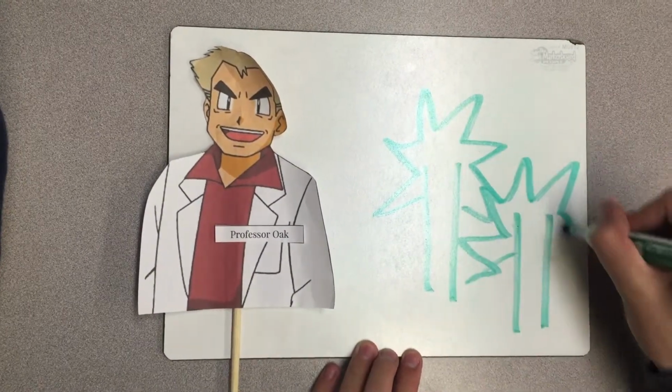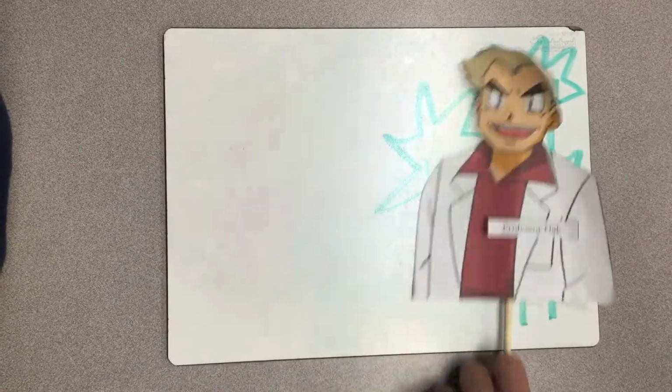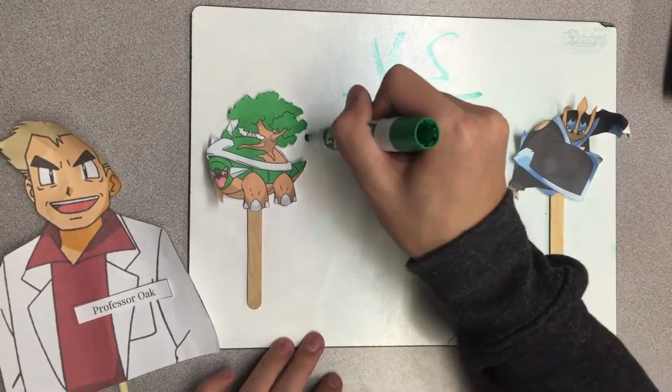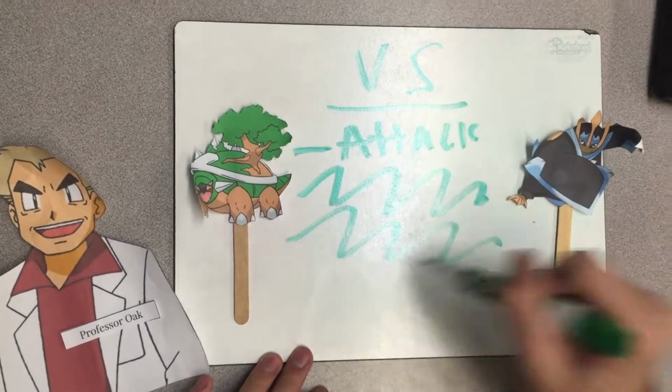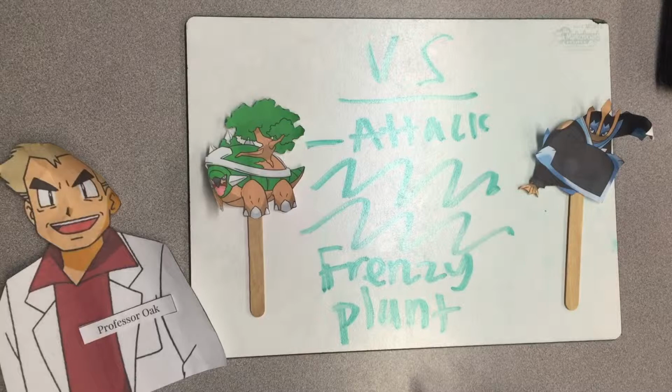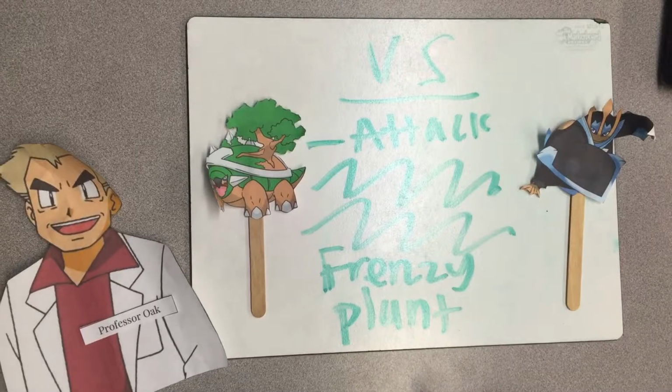Now we're going to head over to the forest where two Pokemon are going to battle. It looked like Torterra and Empoleon are about to have an intense battle. Torterra just used Frenzy Plant. This just created a lot of weeds on the battlefield to attack Empoleon.